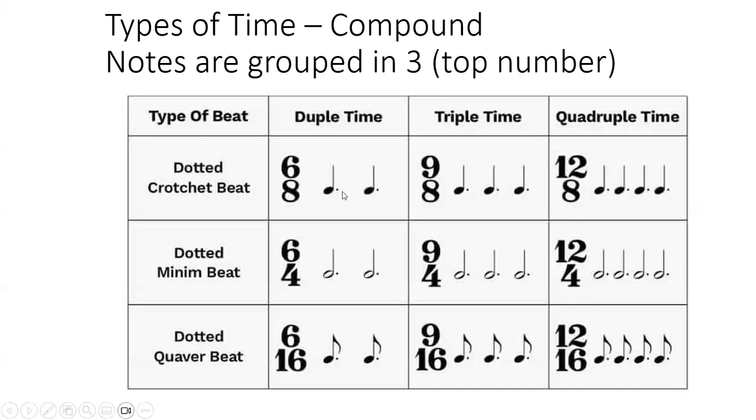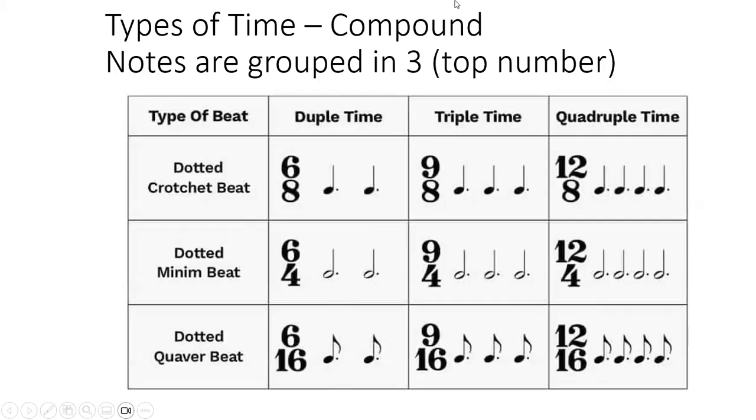In 6/8 we've got 2 beats in a bar, which if you break them down, contain 3 quavers each. In 9/8 we've got 3 beats in a bar, as 3 goes into 9: 1, 2, 3, 4, 5, 6, 7, 8, 9. 12/8, we would group as 1 to 12. Quadruple compound time, triple compound time, duple compound time. Okay? Stop me at any point if anyone's not sure.